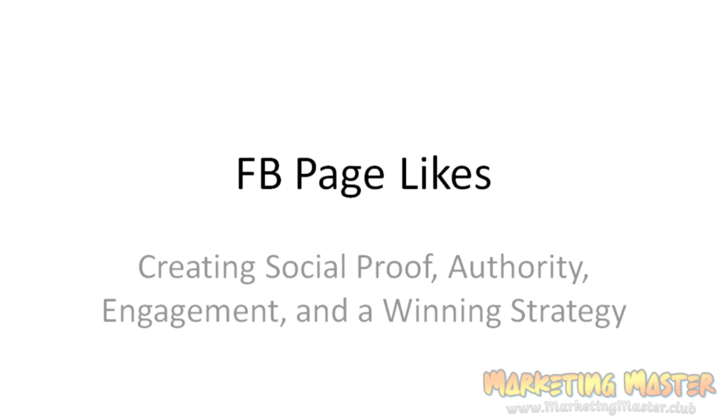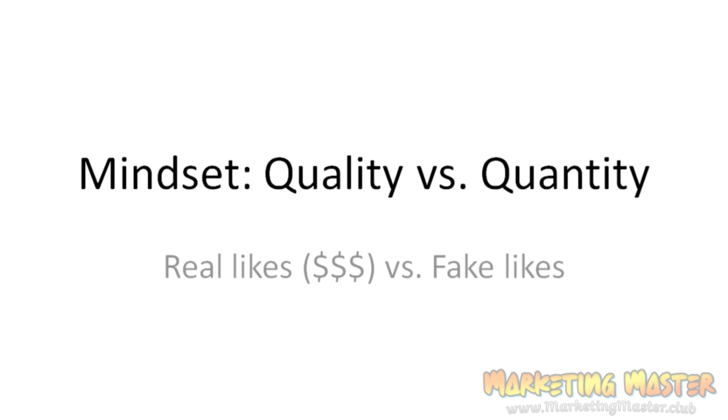But a tier 1 country is basically like the United States, United Kingdom, Canada, Australia, and a lot of the big countries that have big economic growth. So this is video number 1, and let's first talk about mindset, quality versus quantity.